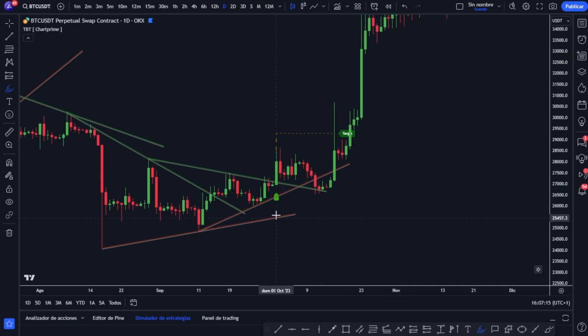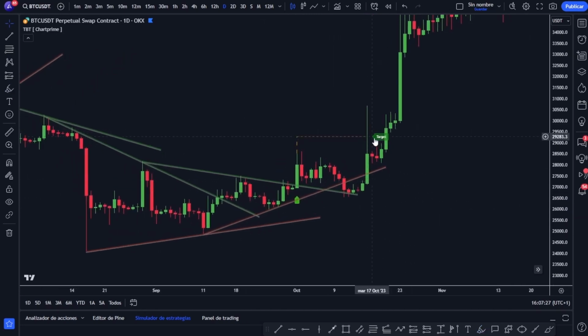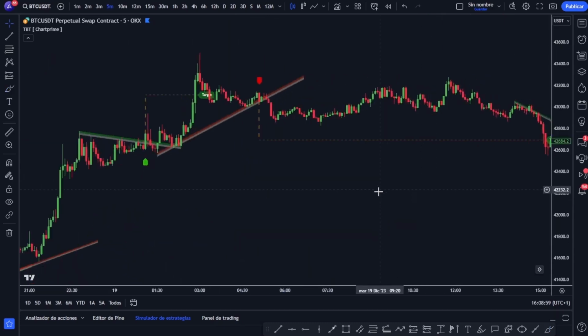As you can see, it also marks an automatic technical target that we can take into account when closing our trade. If you notice in this area here, we also had a breakout candle, but since the volume wasn't adequate, it didn't mark any signal.